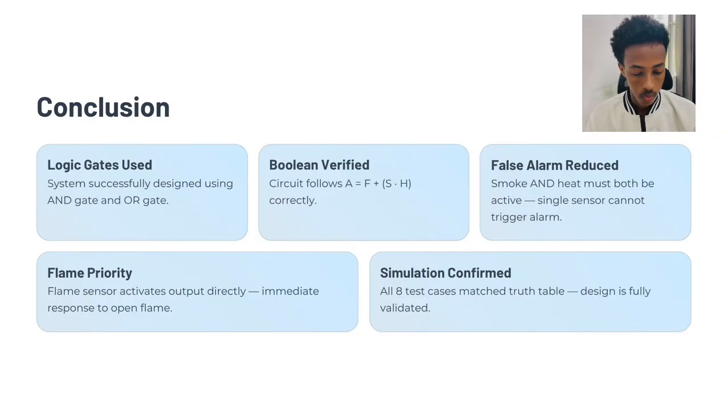Box 4 is about the flame priority. So if the flame sensor detects fire, the alarm and the light turn on immediately, because a flame is not something to be taken lightly in real life.